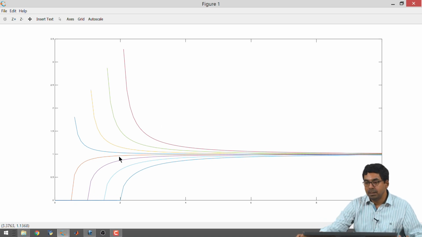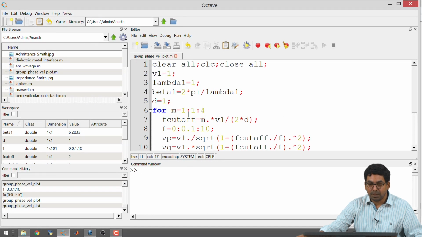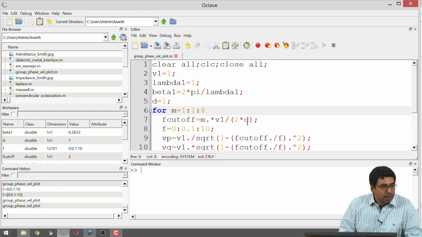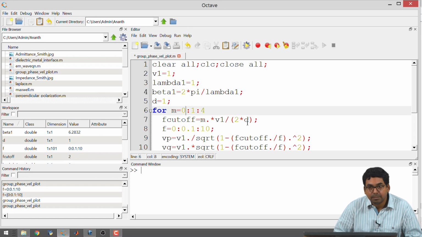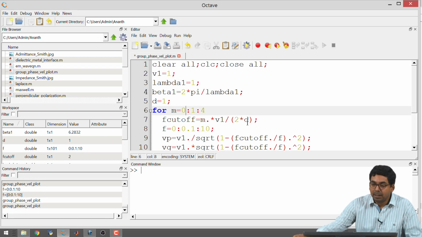Okay. Now, we started with M going from 1 all the way to 4. We can always make M equal to 0 to 4, and then redo this. We are talking about M equal to 0.